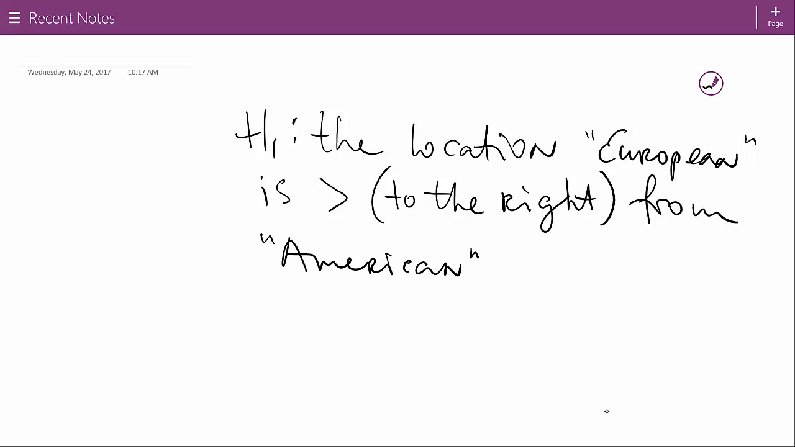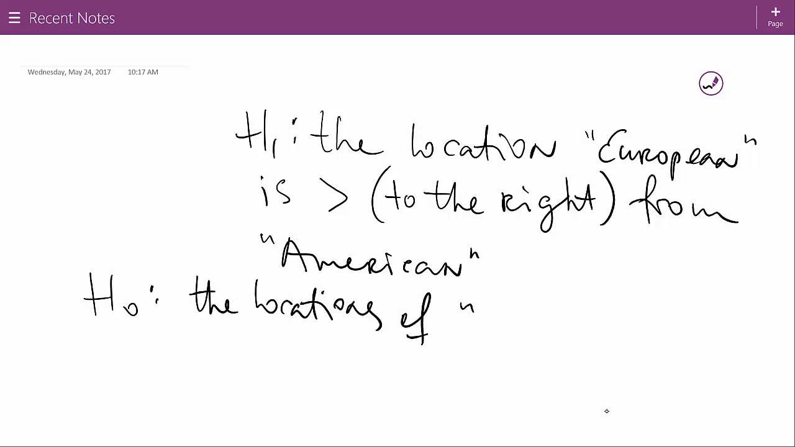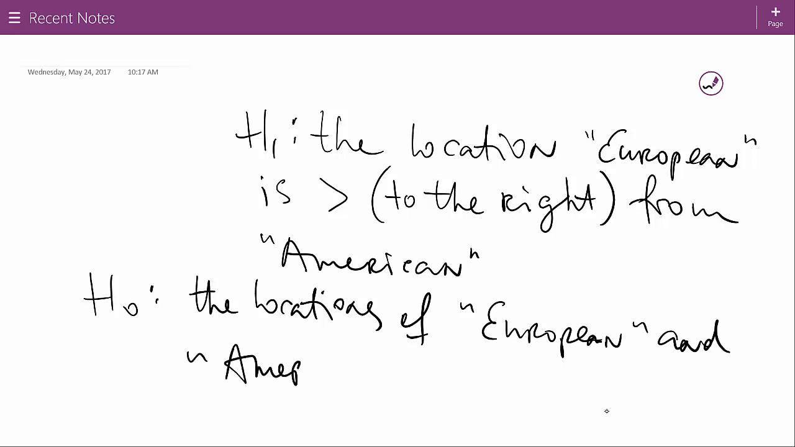right? And of course, my null, just like it always is, is that the locations of both populations, European and American, are the same, right? Are the same. That's what I'm testing. Okay?